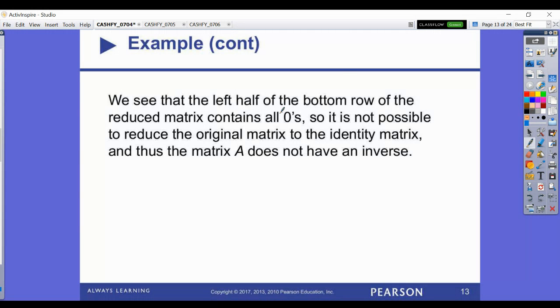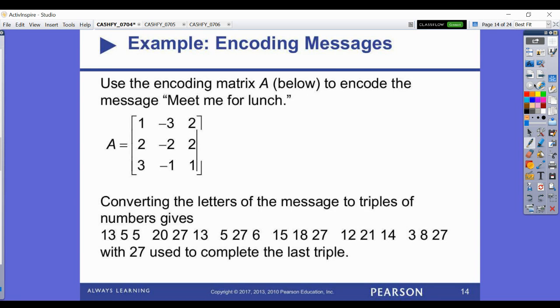So because the bottom row has all zeros and we cannot get the identity matrix, then matrix A does not have an inverse. All right, so how can we use these to code and decode messages?